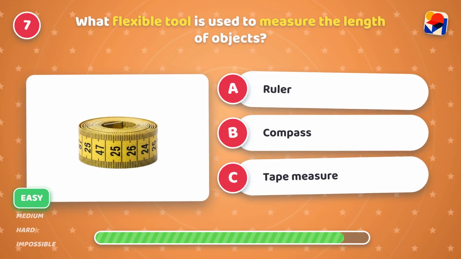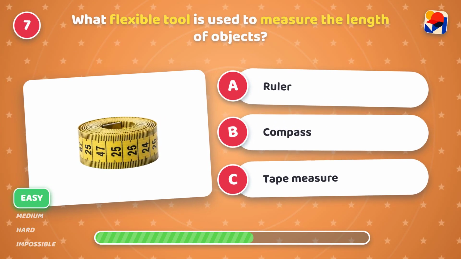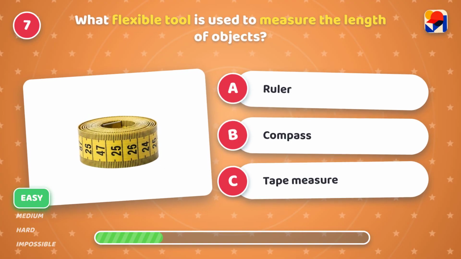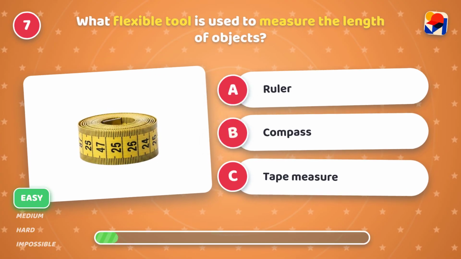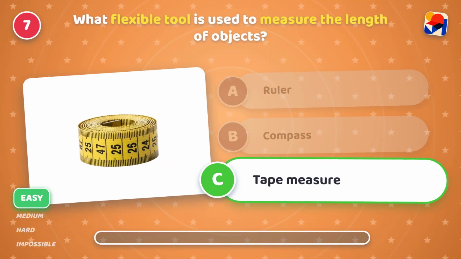What flexible tool is used to measure the length of objects? Is it A, ruler, B, compass, or C, tape measure? It's C, tape measure. It bends around corners.